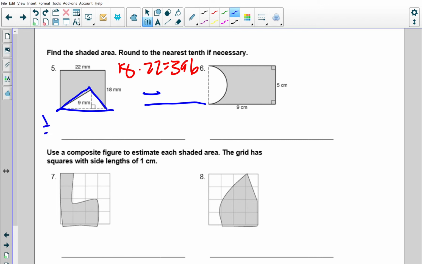Well, we know we have 1/2 base times height, where what? The base is 22 and the height is 9. 9 times 22 times 0.5 equals 99. And 396 minus 99 is 297.